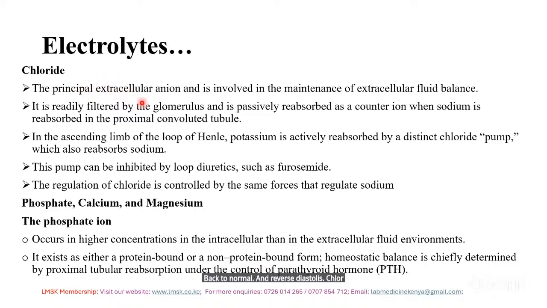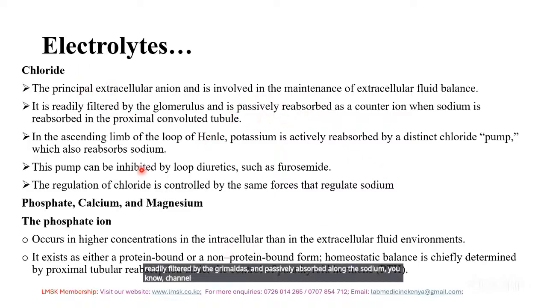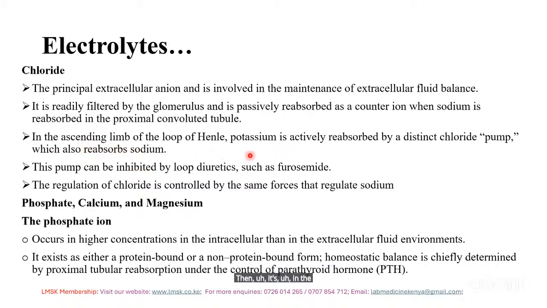Chloride is the principal extracellular anion and is involved in the maintenance of extracellular fluid. It is readily filtered by the glomerulus and is passively absorbed along the sodium channels. Then it is in the descending loop. Chloride is also highly reabsorbed by a distinct chloride pump, which also reabsorbs sodium, in the ascending loop of Henle.